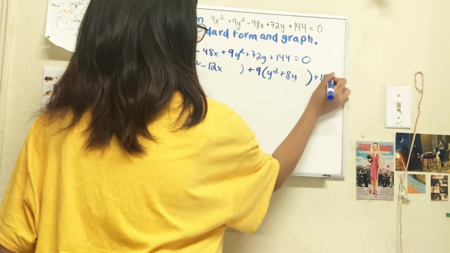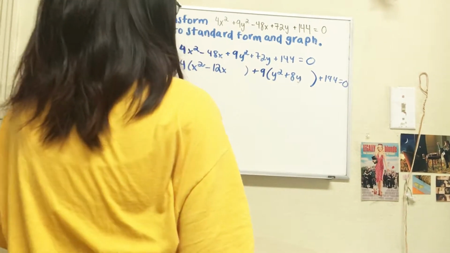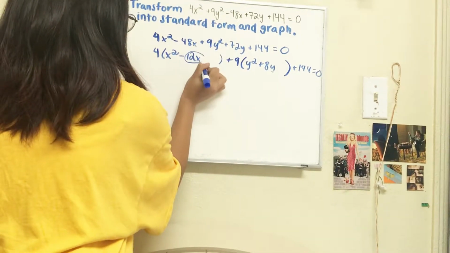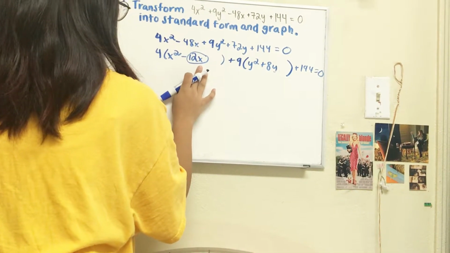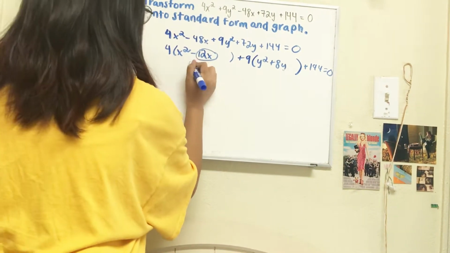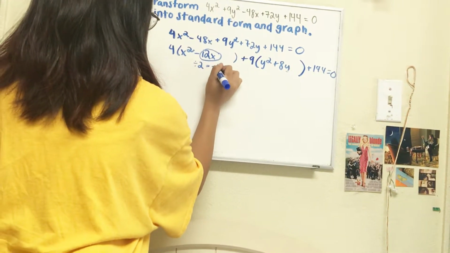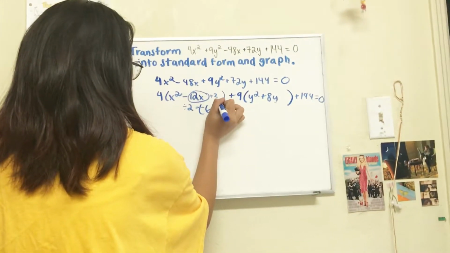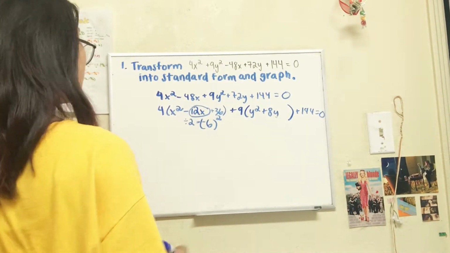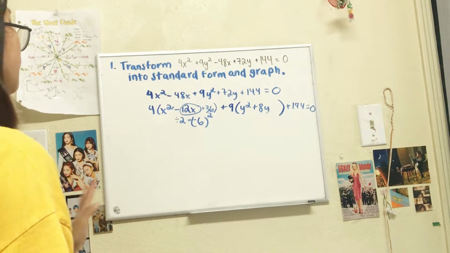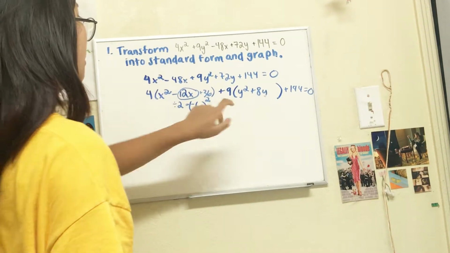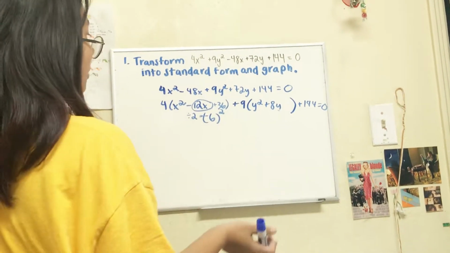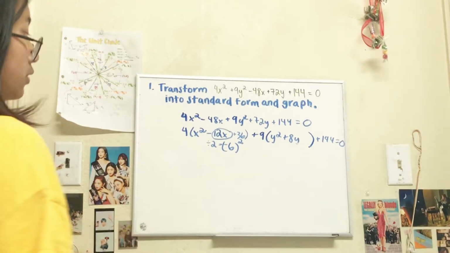Plus 144 equals 0. Now we want to do something called completing the square. Completing the square means taking the middle term and dividing it by 2, which in this case equals negative 6, and squaring it, which equals 36. Basically, the point of completing the square is to find a number, in this case 36, that would make this whole expression inside the parentheses equal to a perfect square.